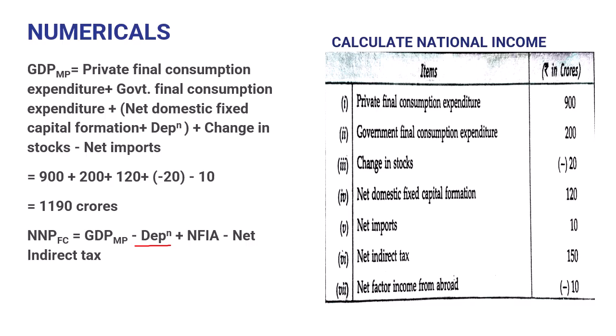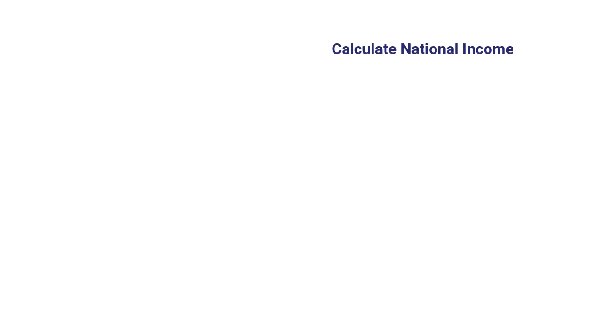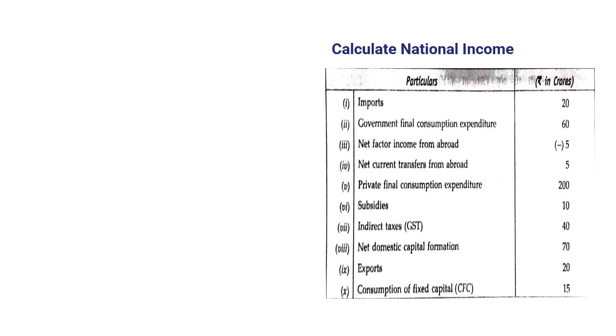Net factor income from abroad is also given, so put the values, you'll get the answer 1030 crores as national income. Coming to the next numerical, again look for the components. Private final consumption expenditure is given, government final consumption expenditure is given to you. Then here they have given you net domestic capital formation.